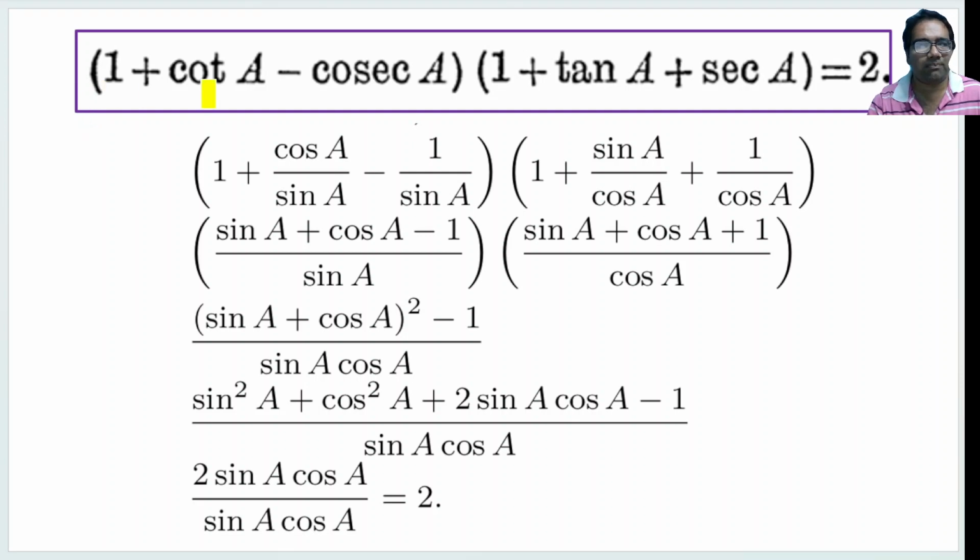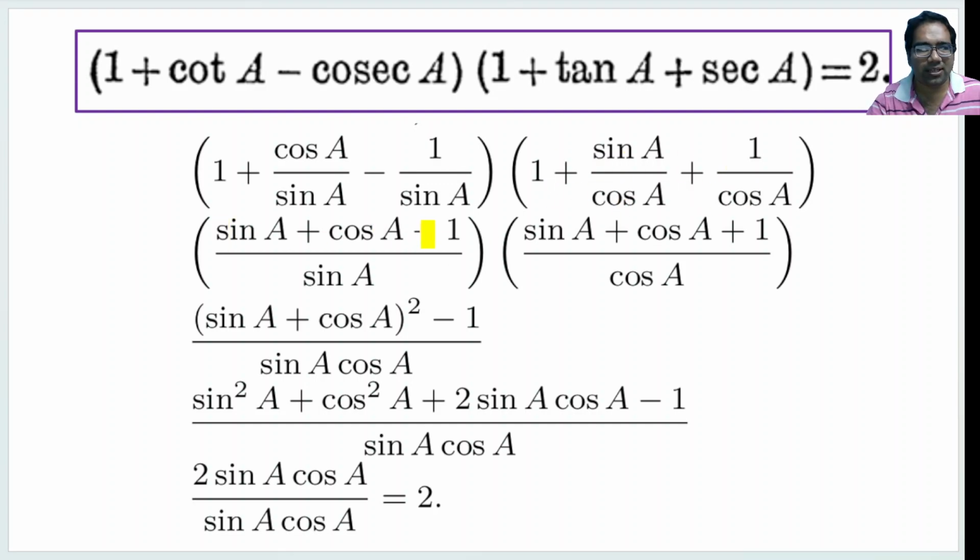One more. 1 plus cot A minus cosecant A times 1 plus tan A plus secant A equals 2. Right. Let us convert everything in simple terms, like in terms of cos and sine. Basically, we have to make sure that everything cancels out and only 2 is left. Right. What is cot A? Cos A by sine A minus cosecant A, which is 1 by sine A, into 1 plus tan A, which is sine by cos, plus secant, which is 1 by cos A. Right, sine A is common. So this becomes sine A plus cos A minus 1. This becomes cos A plus sine A plus 1.